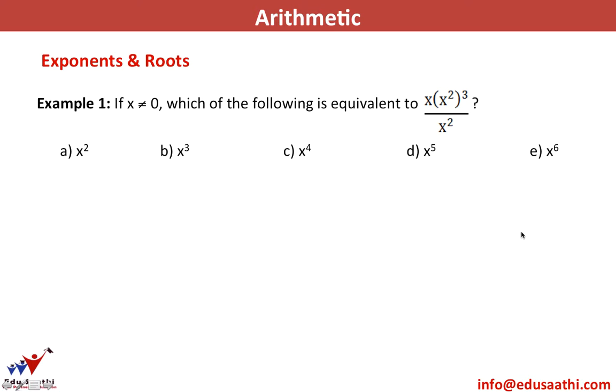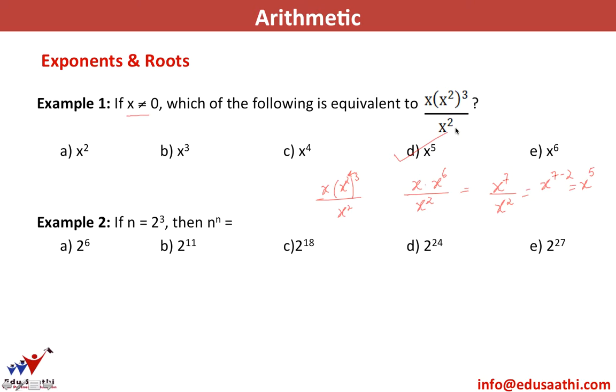So let's look at some of the questions related to exponents. If x is not equal to 0, then which of the following is equivalent of this? This is the question that we have. Now if you look at it, this is x square cube and x square. Now this 3 is related to the entire thing, so it will be x raised to power 2 into 3, which is 6, times x, over x square. Now this I can write as x raised to power 7 over x square. I know when the bases are same and they are in division, the powers are subtracted. My answer will be x raised to power 5.